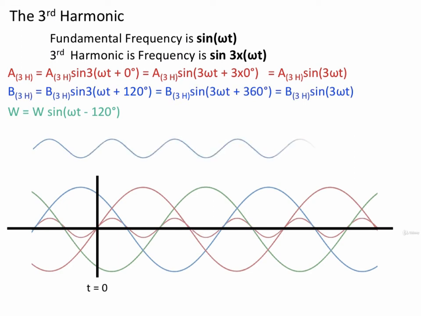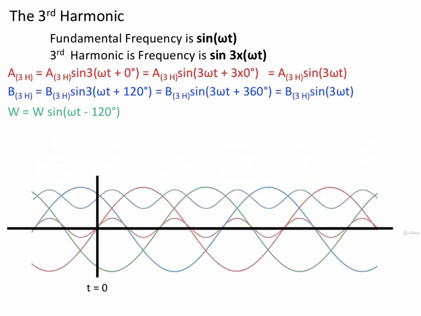Looking at the blue phase third harmonic, it can be written B3H sine (3 omega t + 120 degrees). Taking the 3 inside the bracket, we get B3H sine (3 omega t + 360 degrees). And 360 degrees is the same as 0 degrees. So the result will be B3H sine 3 omega t.